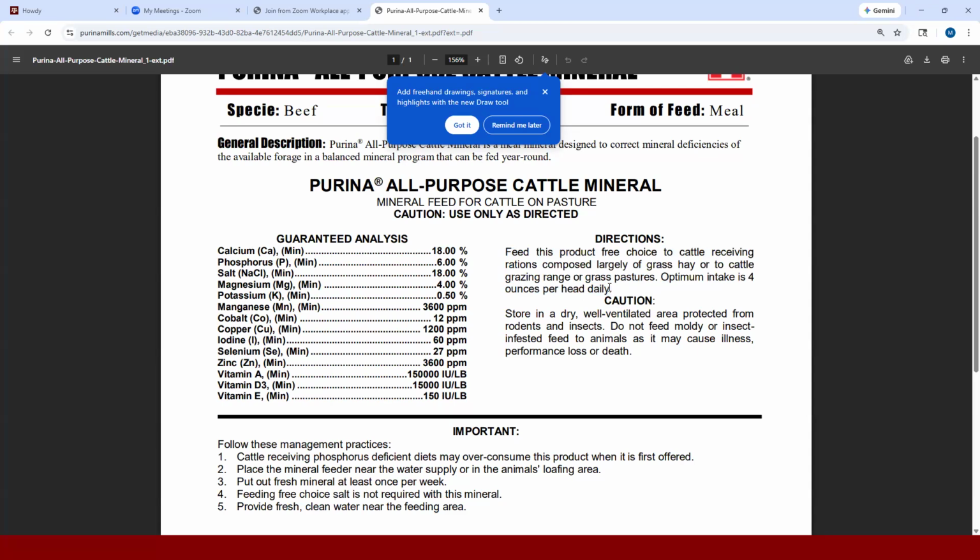How can we regulate that? These are offered free choice to cattle on pasture. Can anyone think of some strategies that we can use to regulate intake, this voluntary intake, to be around our target for the average animal in a herd? What are some strategies we can employ?